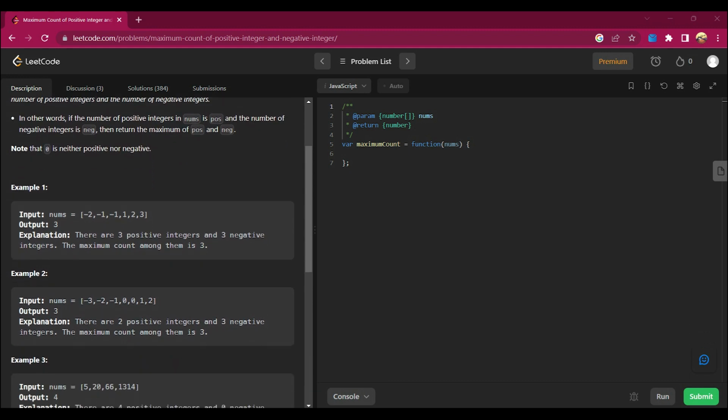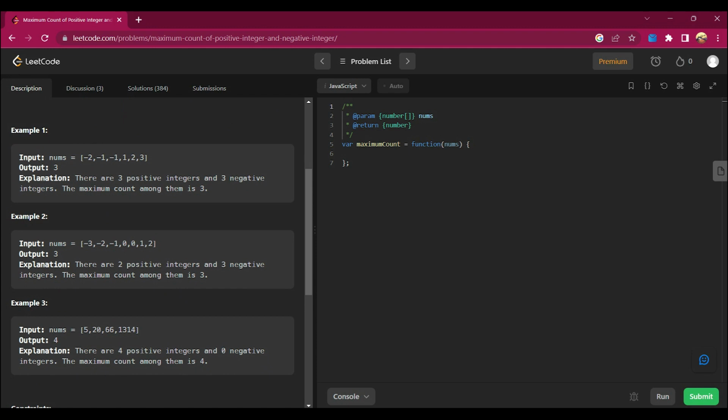If you have not understood this question, let me explain it to you with the help of an example. Nums is equal to -2, -1, -1, 1, 2, 3. What we have to do here is count the number of positive and negative numbers in the array. If you count here, there are 3 negative integers and 3 positive integers, so both are the same, so we will return 3.